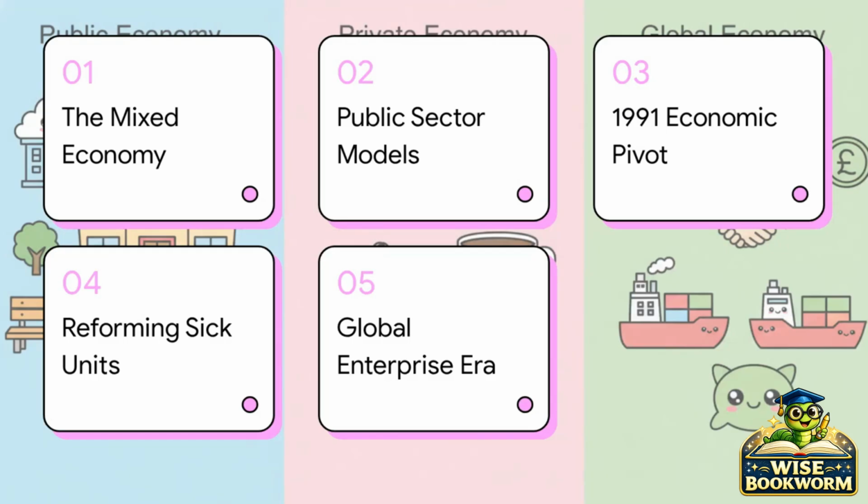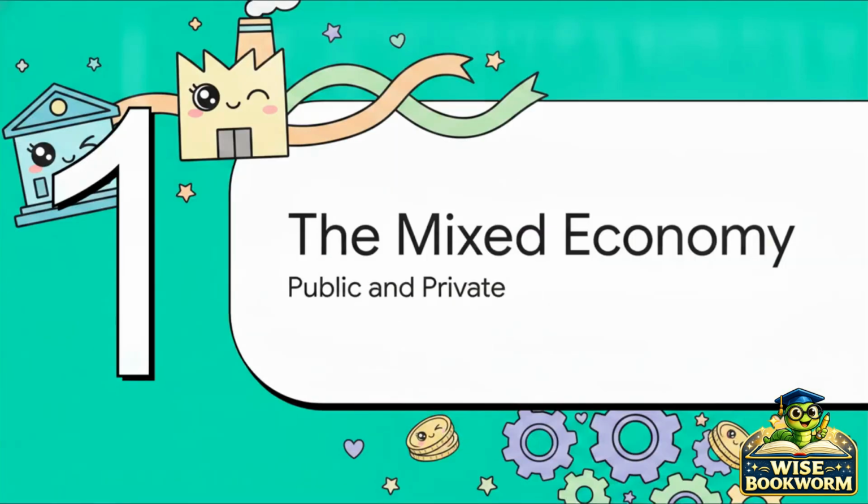Okay, here's our roadmap for today. First, inside the mixed economy. Second, 3 public sector models. Third, the 1991 economic pivot. Fourth, reforming sick units. And finally, the global enterprise era. All right, let's start with section 1, inside the mixed economy.